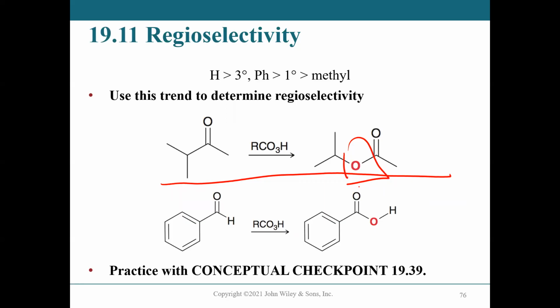The migration rates of different groups, or migratory aptitude, can be summarized as follows. And they summarize this right up here. In this example right here, a hydrogen atom will migrate more rapidly than a tertiary alkyl group, which will migrate more rapidly than a secondary alkyl group or phenyl group. Below is one more example, so that's why we're putting it to the right-hand side right here.